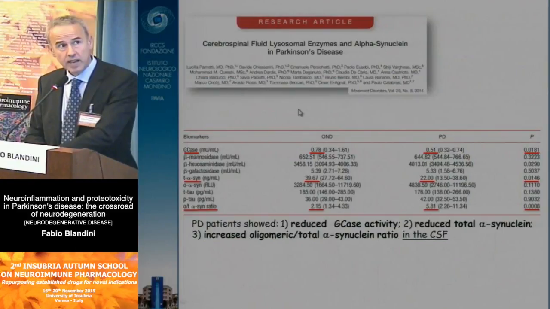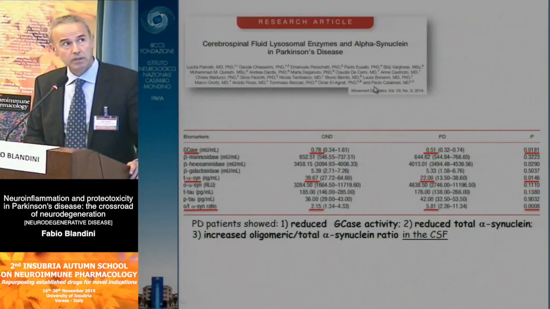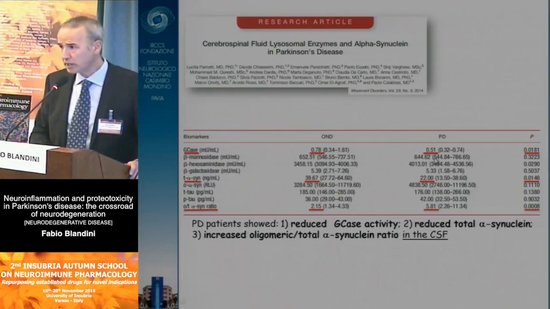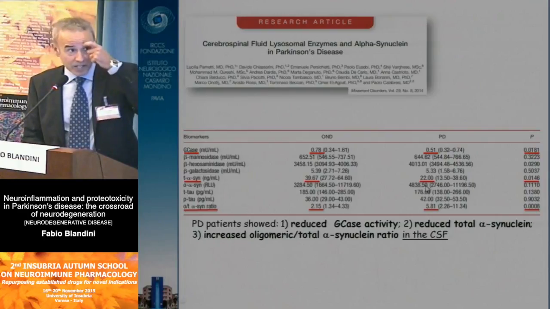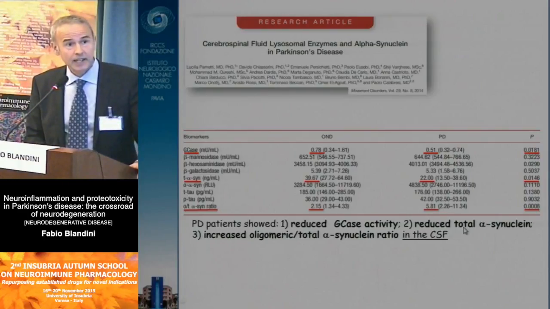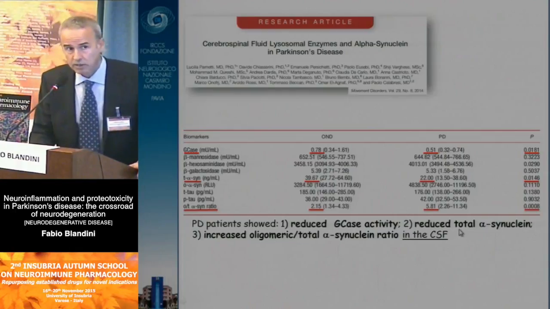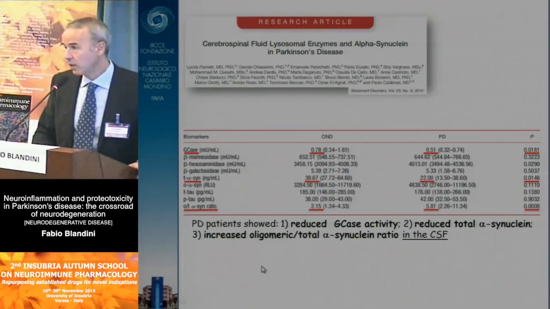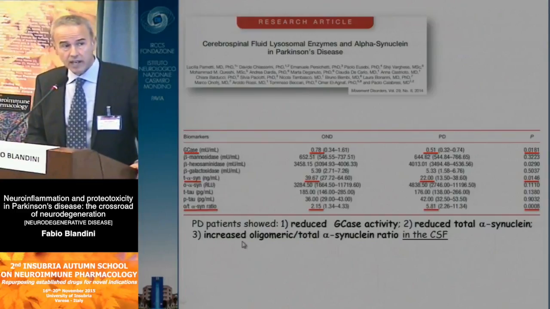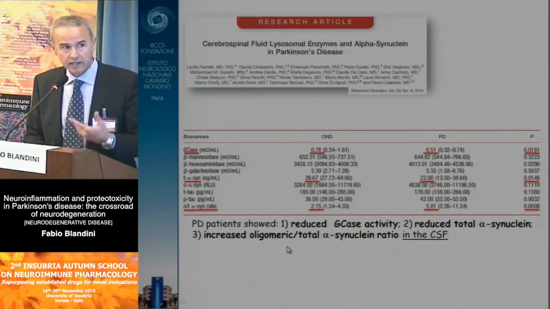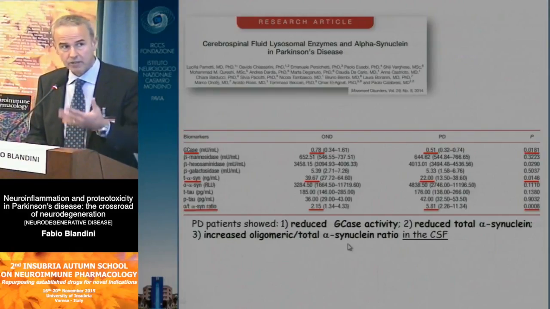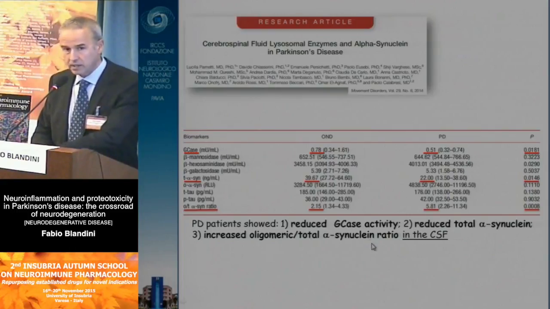Even in the CSF, there is a nice study by the group of Perugia, Paolo Calabresi and Lucilla Parnetti. They show that Parkinsonian patients show a reduction in the activity of GCase in the cerebrospinal fluid, which is associated with a reduction of total alpha-synuclein and an increase in oligomeric alpha-synuclein, which becomes a really high increase in the oligomeric to total alpha-synuclein ratio in the cerebrospinal fluid.